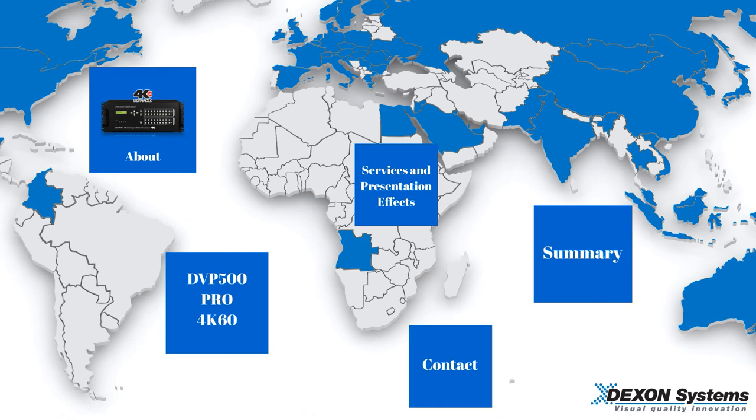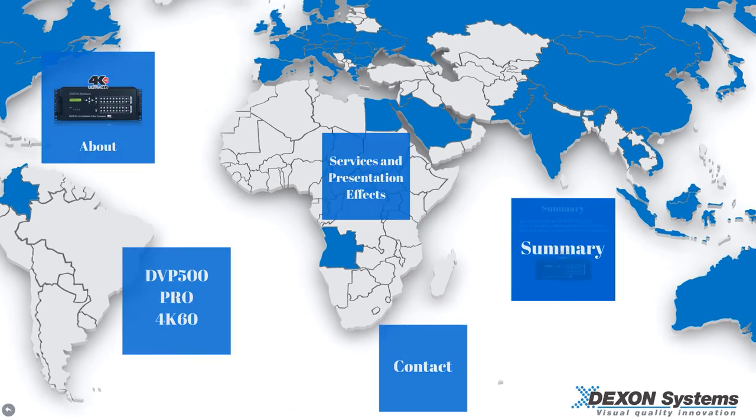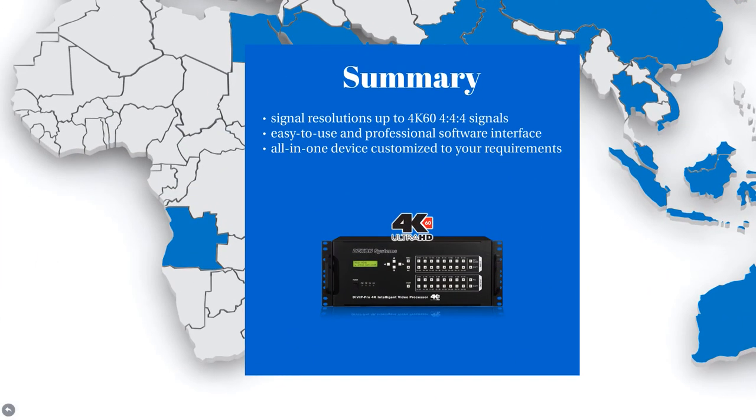Additionally, to the video processor capability, we have a routing matrix section and the possibility of building in a scaling matrix also. We have to emphasize that this is a 4K60 device handling real 4K60/444 inputs as well as outputs. It offers scaling, seamless switching, PIP4 and many other effects to offer you a fantastic all-in-one device customized to your requirements.